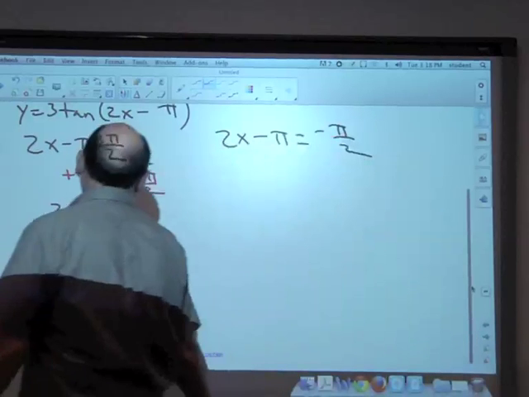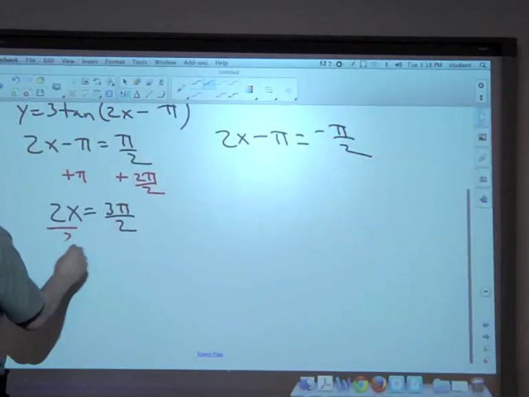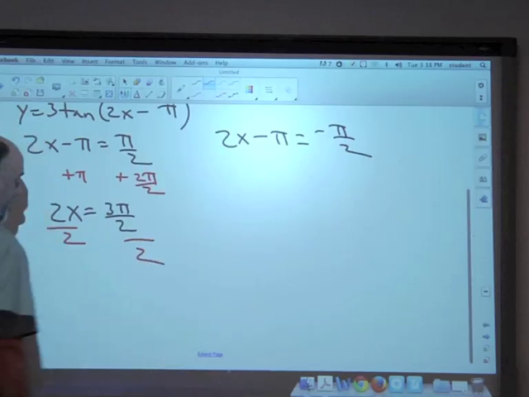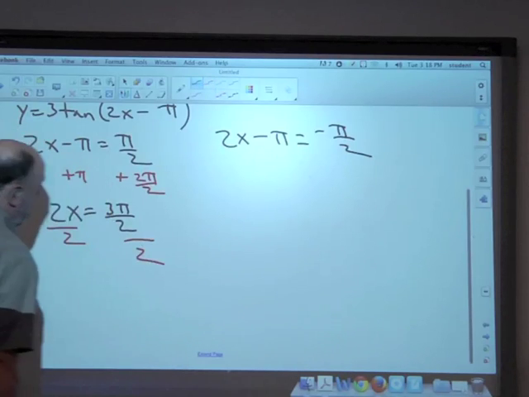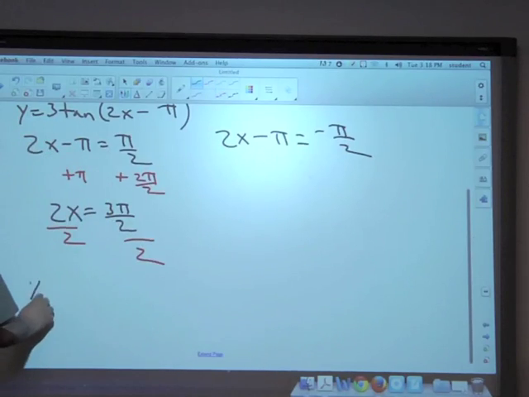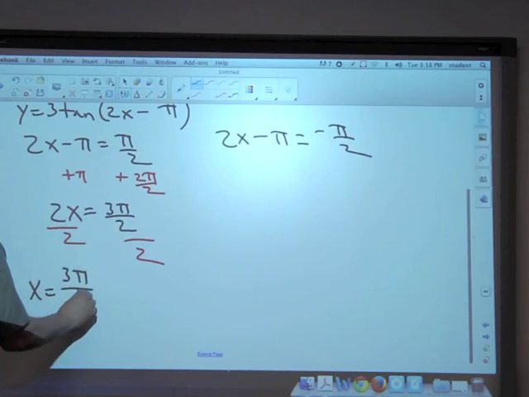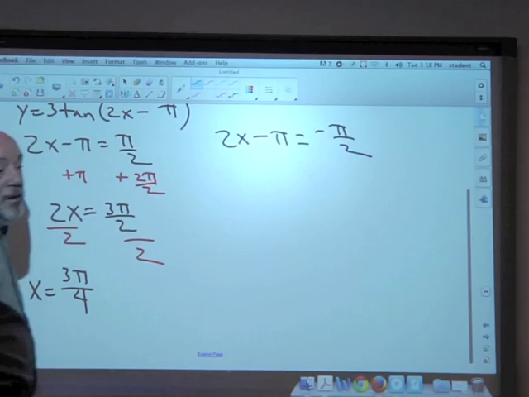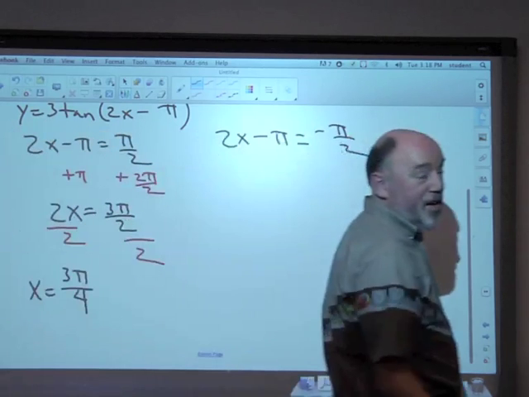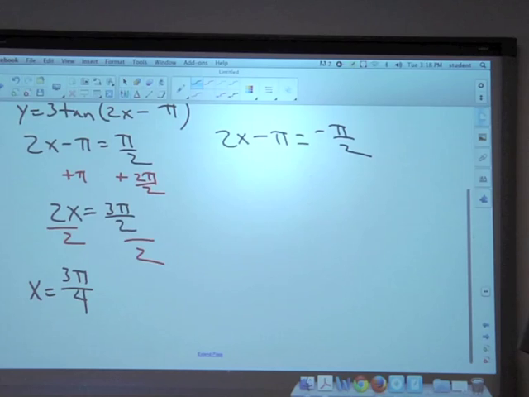Last step is to divide. So I divide this by 2, I divide this by 2. And if we do that, we get x is going to be 3 pi over 4. Okay? Again, fractions. If you have any fractional impairments, you need to get over them. Okay?